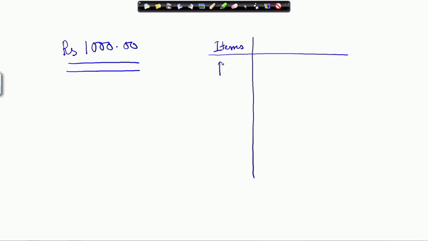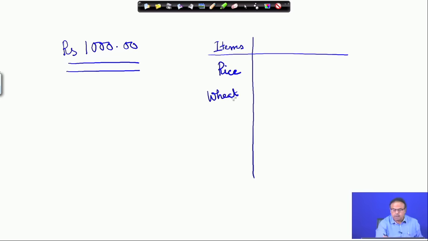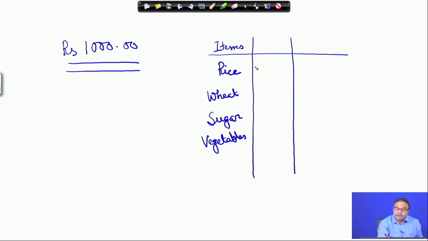Items may be rice, wheat, sugar, vegetables, etc. And each of them has got a price. Rice may be rupees 50, wheat may be rupees 30, sugar may be rupees 70, and vegetables, depending on the variety, there are different prices, all right.